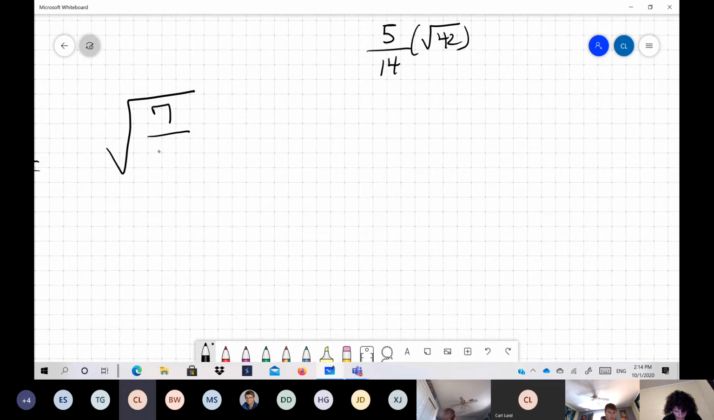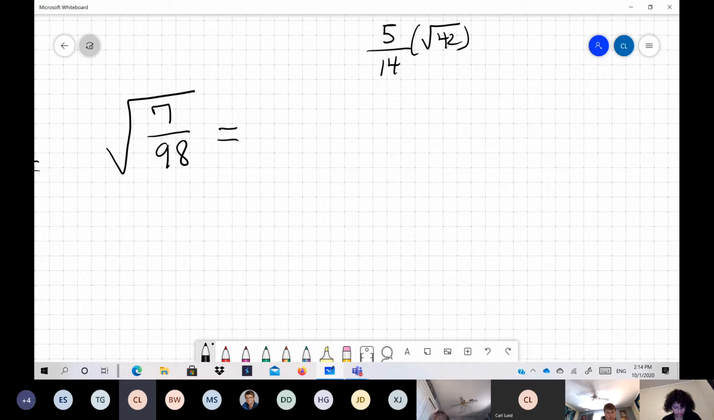Let's do one that has a nice, let's do the square root of 7/98. So I want to simplify this. I don't think 7 goes into 98. Actually, I think it does. So that could actually work. But we'll pretend I don't know that 7 goes into 98, because I might be multiplying or dividing wrong in my head.